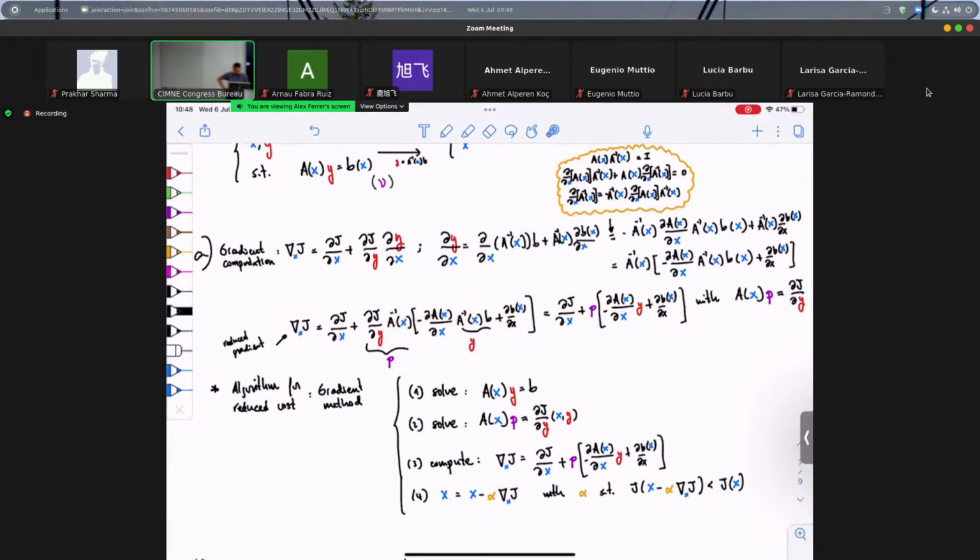Okay. So a minus 1 times b, you already know. And this, let me call it p. It's a vector, and I will call it p, with p equal to a times p is equal to this. And this is what is called the adjoint method.